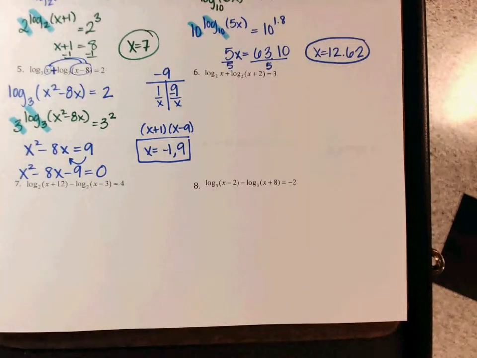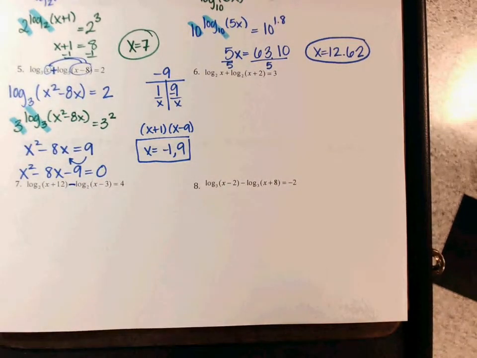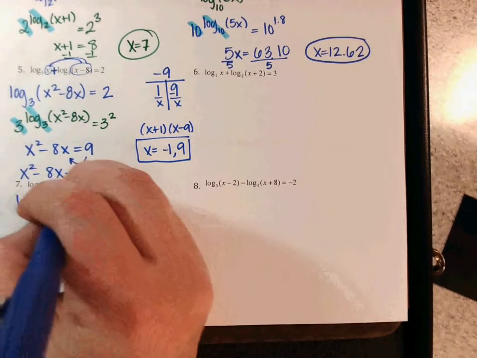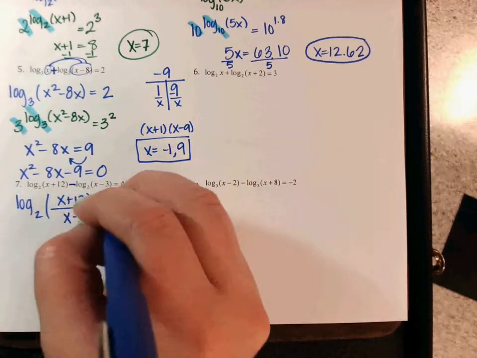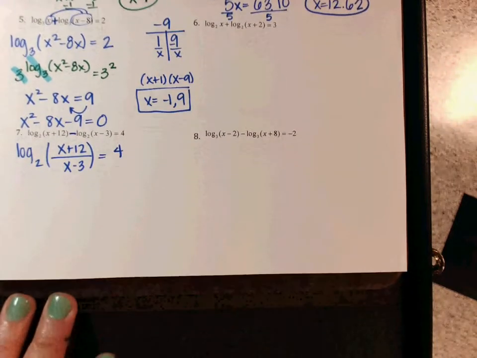Okay, bottom 2, look at number 7. Okay, my logs are subtracted. What am I going to end up doing? Multiply or divide them? Divide. So I have log little 2. X plus 12 gets to go on top. X minus 3 goes on bottom. Okay, and then we just learned this on Monday, I think.